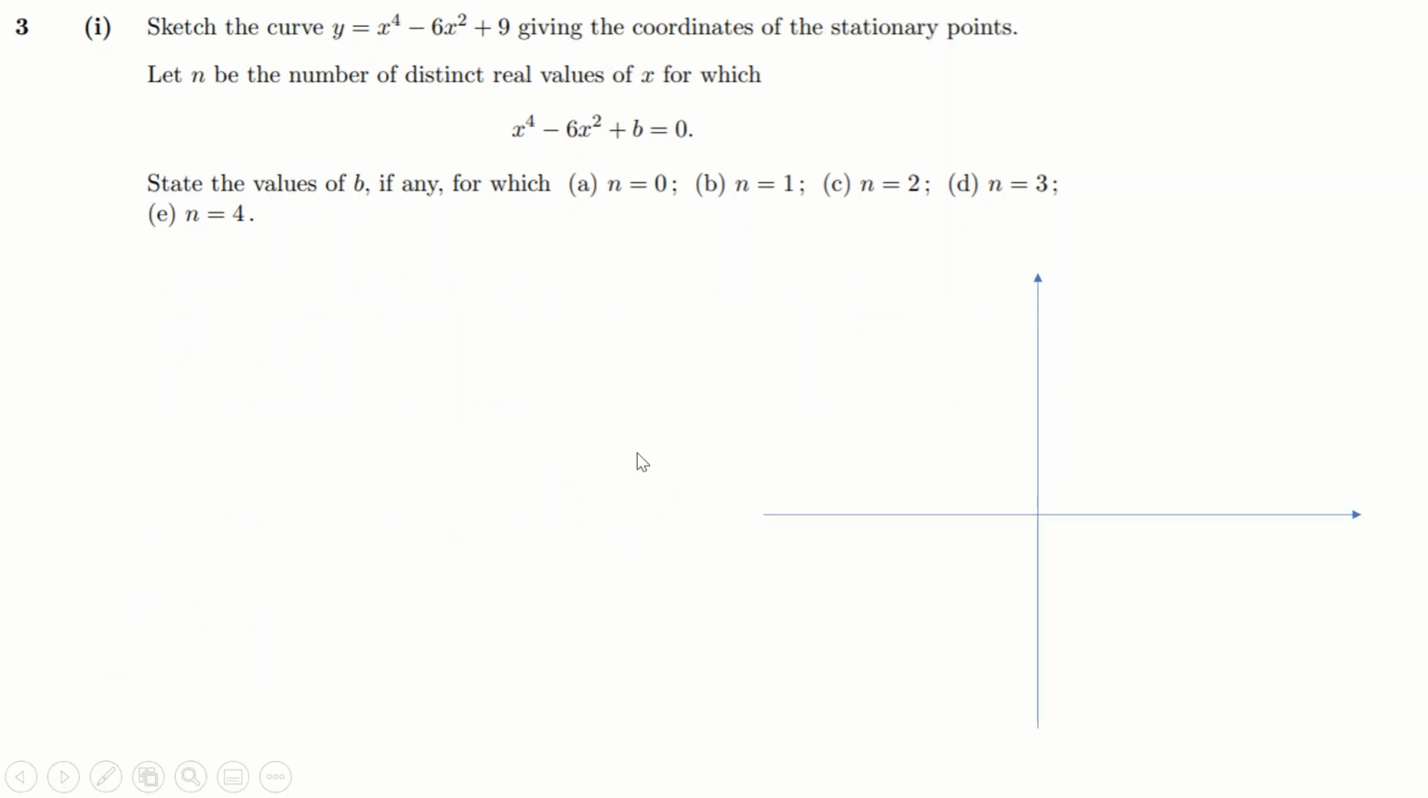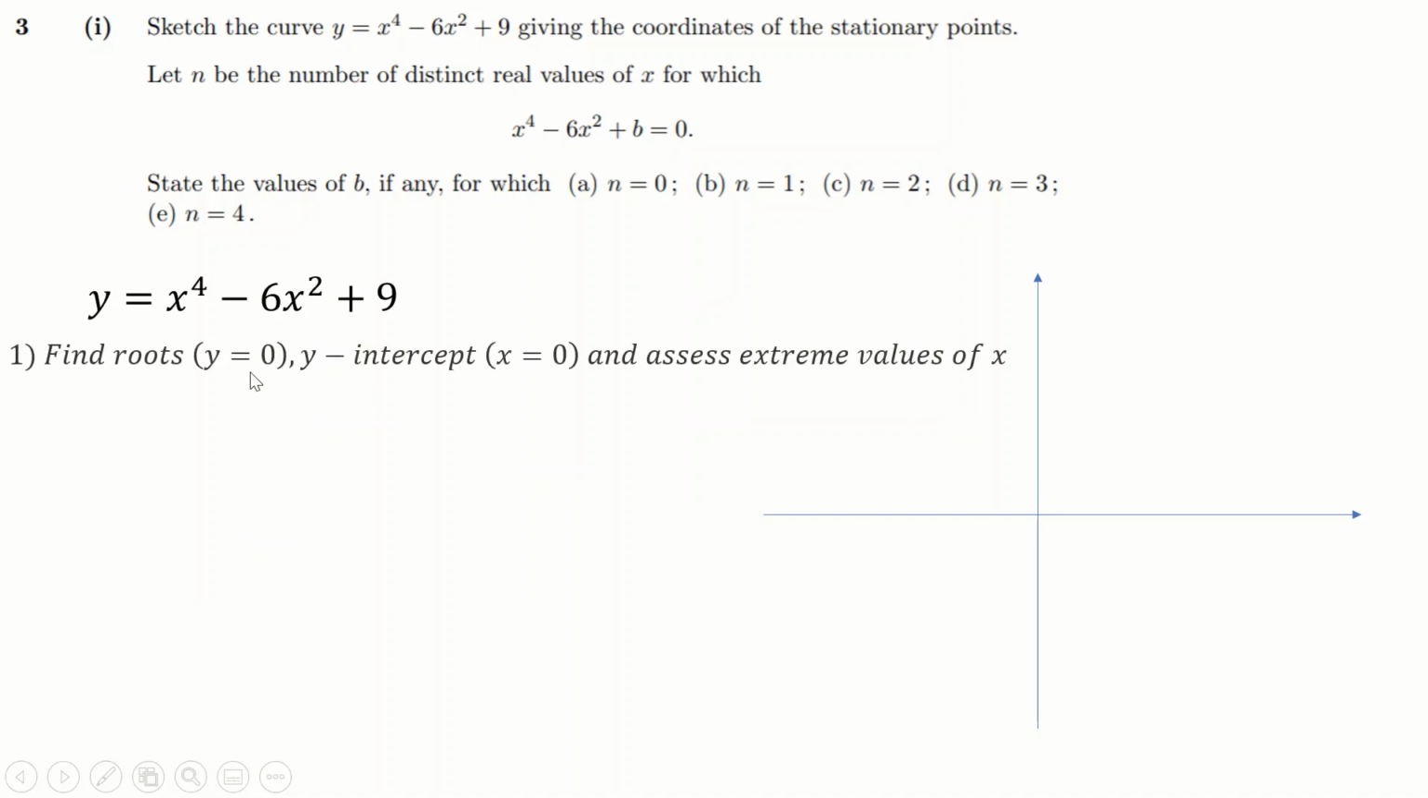When you're asked to sketch a graph, get some x's down, and then look out for some obvious things. The first things you can look out for are roots, if you can, the y-intercept, which you almost always can, and you can almost always assess extreme values of x. I'll talk about what that means in a second. Now, the y-intercept is when x is 0, because you're not moving across, you're just on the y-axis. When x is 0, this is clearly 9, so that's going to be 9.